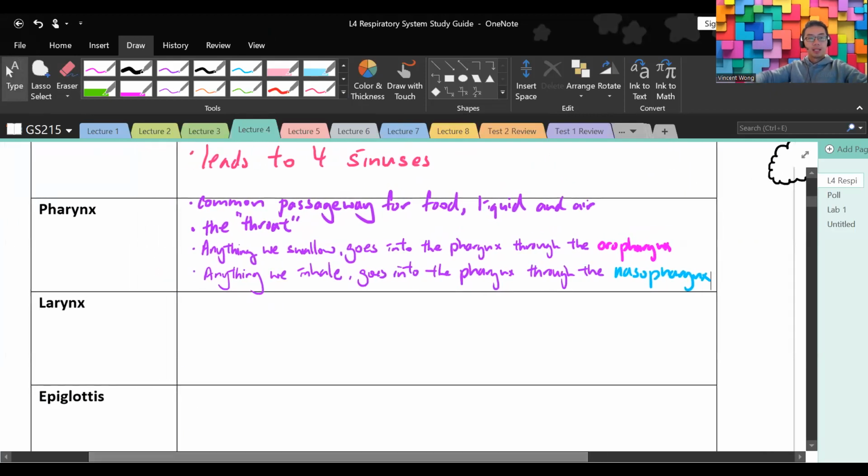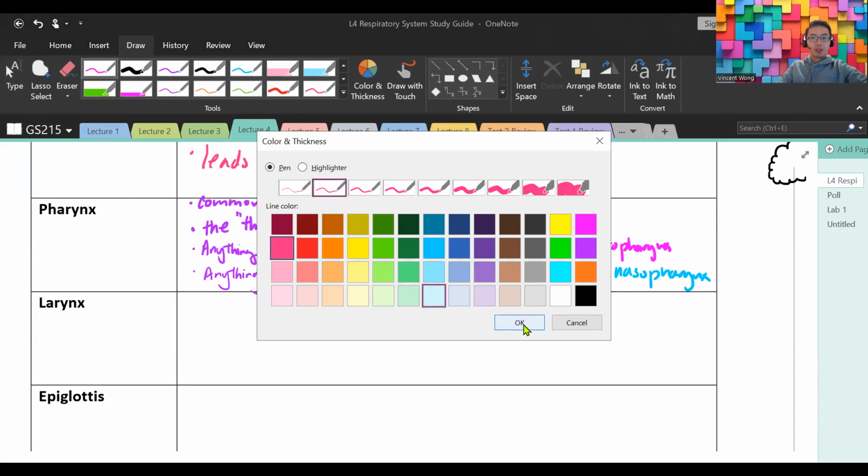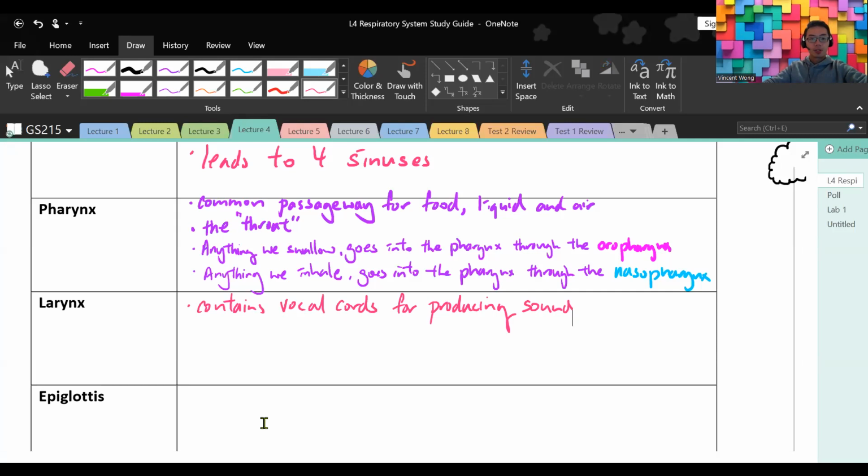Okay. The larynx. The larynx is basically your voice box, right? Okay, so it contains vocal cords for producing sound. Okay, when air moves through your airway, the vocal cords vibrate, and that's how you're able to talk, right?